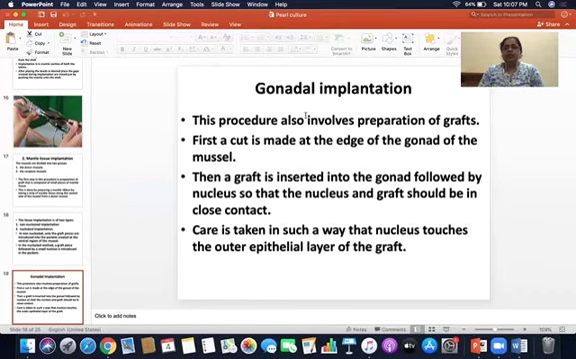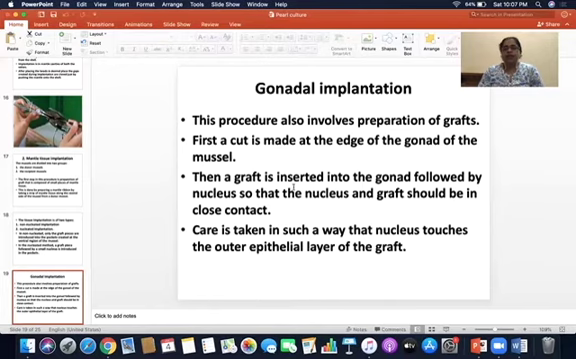The third method of implantation is known as gonadal implantation. As the name suggests, the implantation of the graft is made in the gonads or the reproductive organs. This procedure also involves the preparation of the grafts from the donor muscle. First, once the grafts are prepared, a cut is made at the edge of the gonad or the reproductive structure in the case of the muscle.